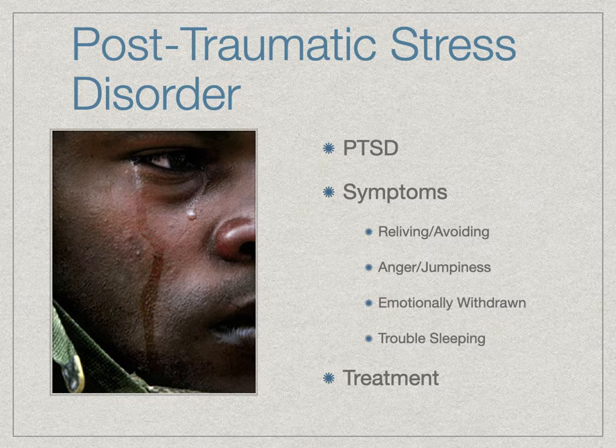These people can be angry, they can be jumpy, very emotionally withdrawn from people, and can have trouble sleeping. Owen Hunt, one of the characters from Grey's Anatomy, is a television character who struggles with post-traumatic stress disorder, and so that could be a good example if you're looking for an example of that.